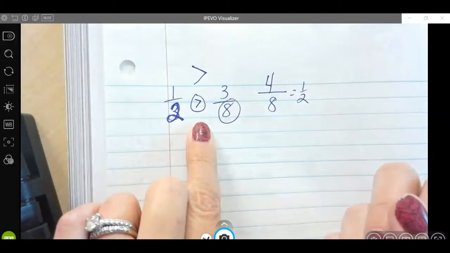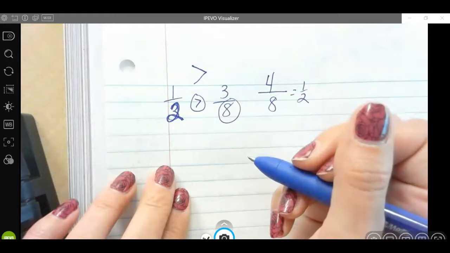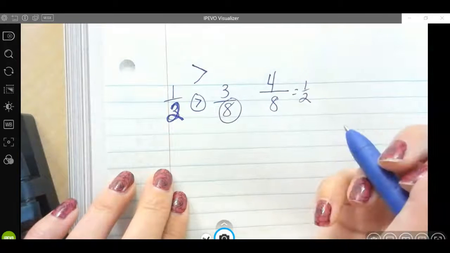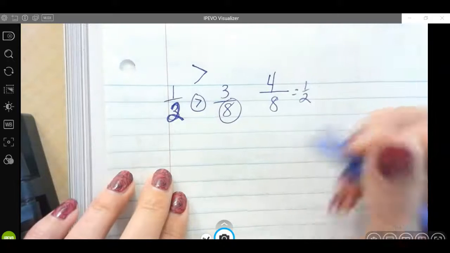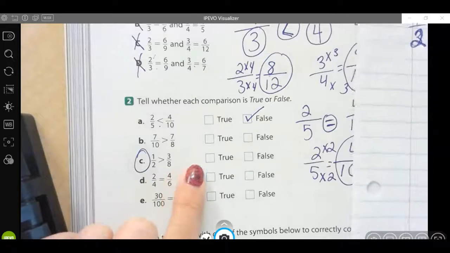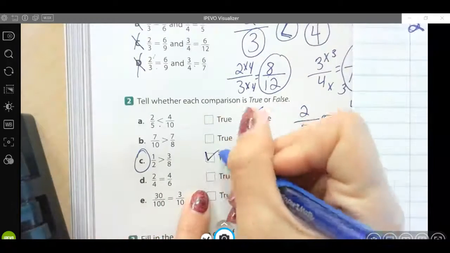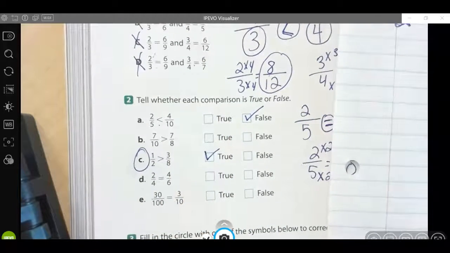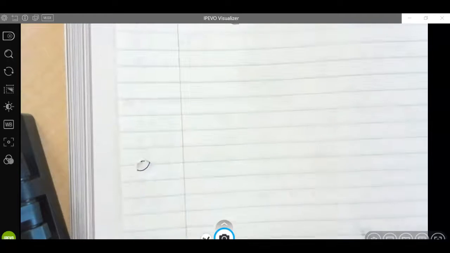So you can do this two ways. You can find a common denominator, or you can use 1/2 as a benchmark, okay? So C would be true or false? True. Jack? Let's do E. We have 30/100 equals 3/10.